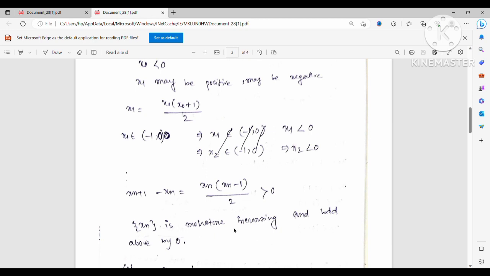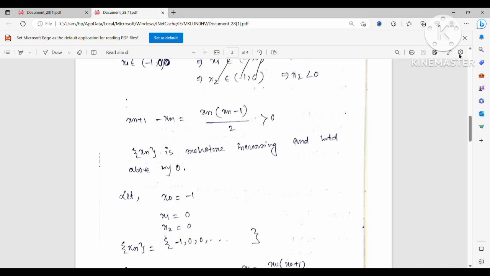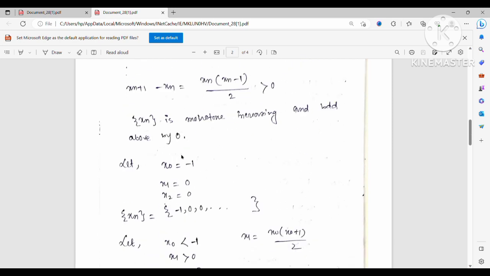Then xn is a monotone increasing sequence, and it is bounded above by 0, because x0 is less than 0, x1 is less than 0, x2 is less than 0. I already assumed that x0 belongs to (-1, 0), so x1 is also less than 0, x2 is also less than 0, and so on, so xn is also less than 0. So recursively we can say that xn is bounded above by 0, and since x(n+1) minus xn is greater than 0, xn is monotone increasing and bounded above, so xn is convergent. So for x0 in the open interval (-1, 0), xn is convergent.